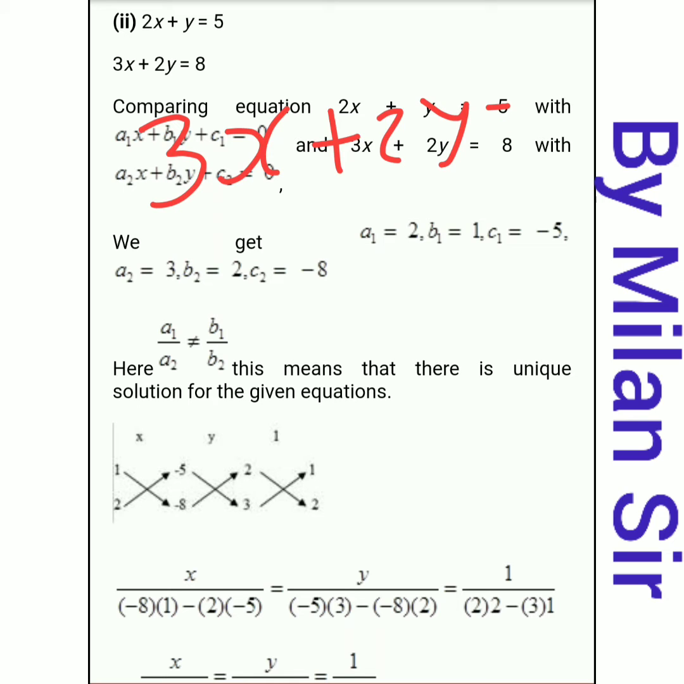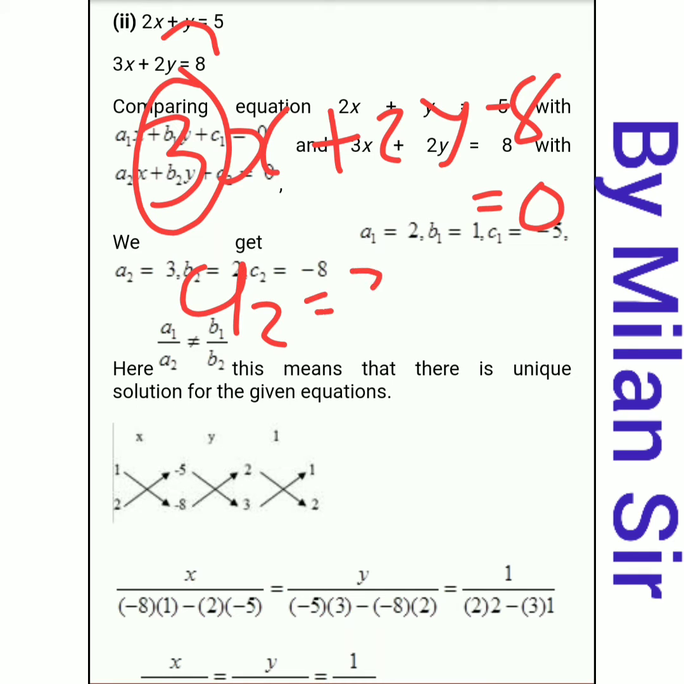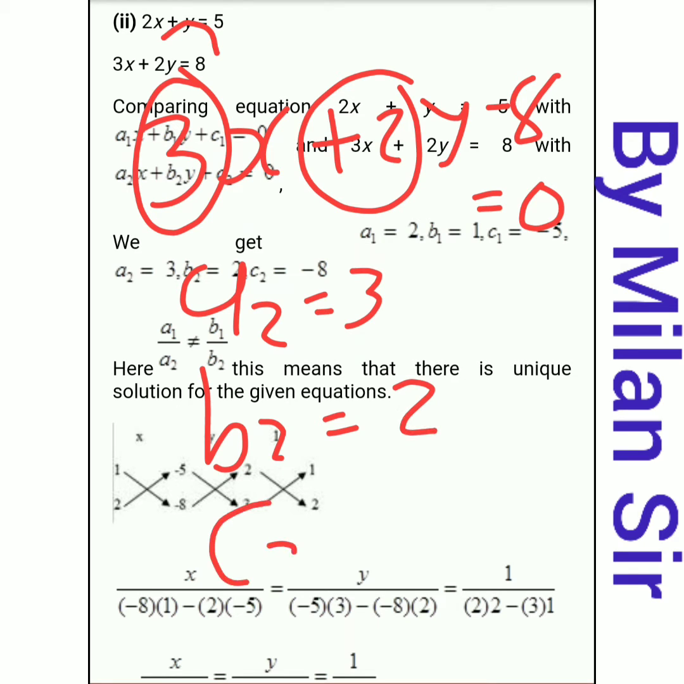Now transfer this 8 to the left hand side, it becomes minus 8 is equal to 0, right? We need to compare this equation with a2x plus b2y plus c2 is equal to 0. Here this is our a2, the coefficient of x, then our b2, the coefficient of y, and then our c2, sorry, the constant term, it is minus 8. So a2 is equal to 3, b2 is equal to 2, c2 is equal to minus 8.